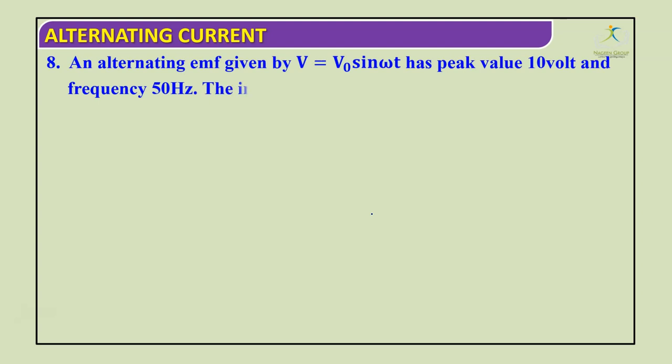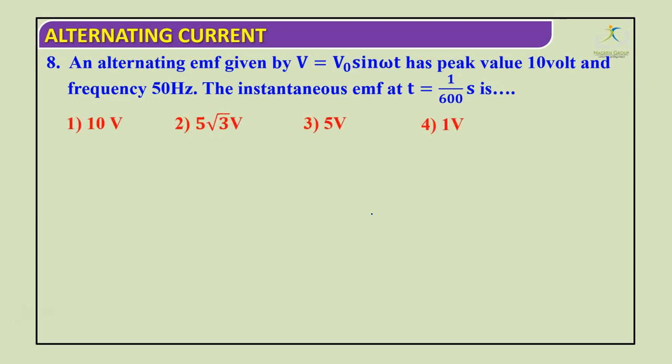An alternating EMF is given by V is equals to V naught sine omega t. It has a peak value 10 volt and a frequency 50 hertz. The instantaneous EMF at t is equals to 1 by 600 second is: 10 volt, 5 volt, 3 volt, or 1 volt. Let's see the procedure part, how this answer will become.